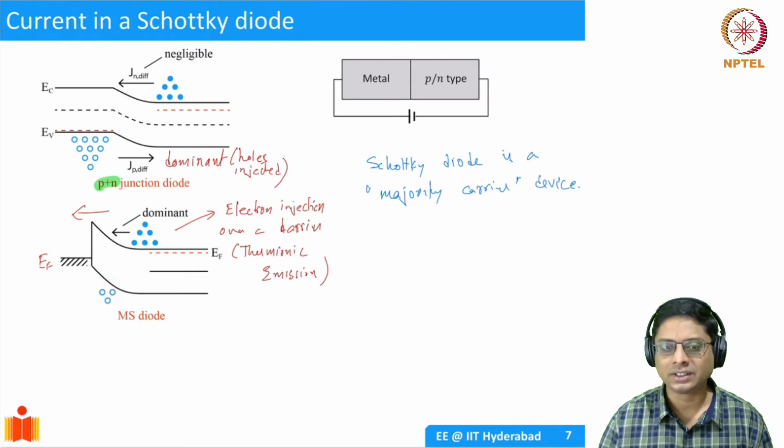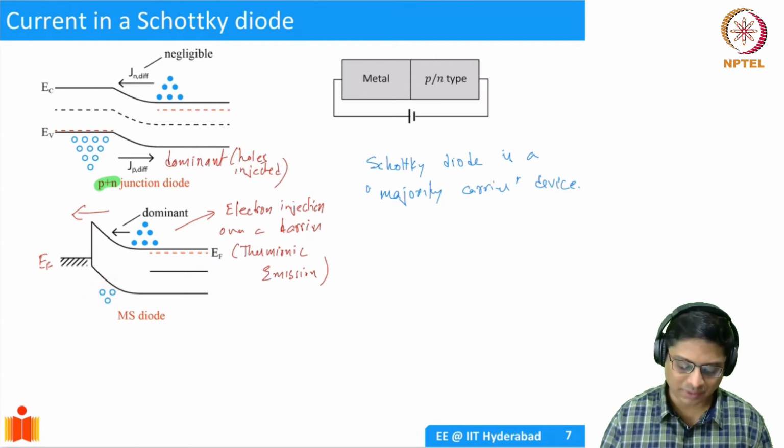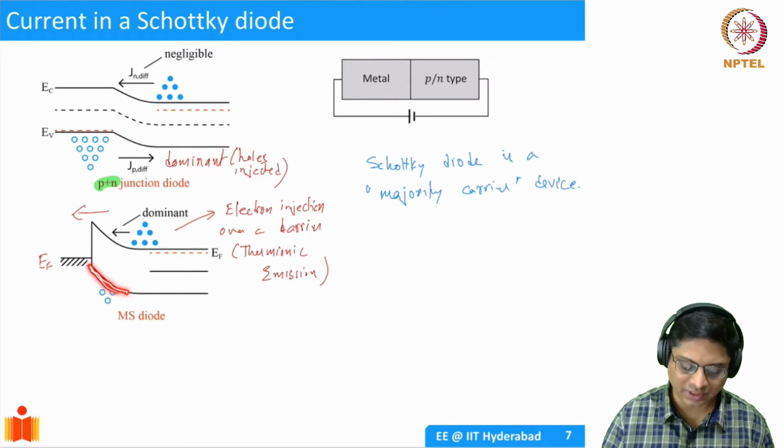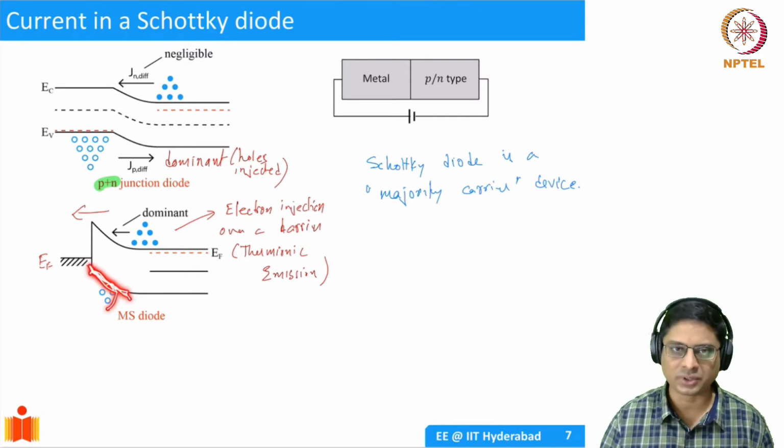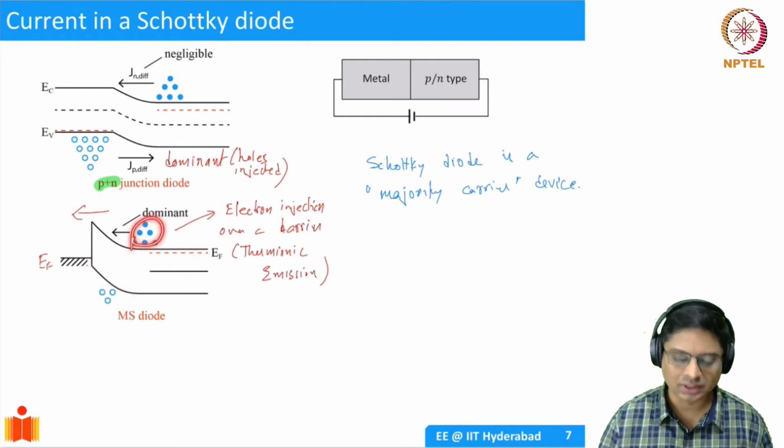Will they carry current? Well, to carry current, what should happen? Here, there is a field which is in this direction, right? So holes are going to move in this direction. There's going to be some contribution of this, but this is going to be much, much smaller in number compared to the electron injection over the barrier.